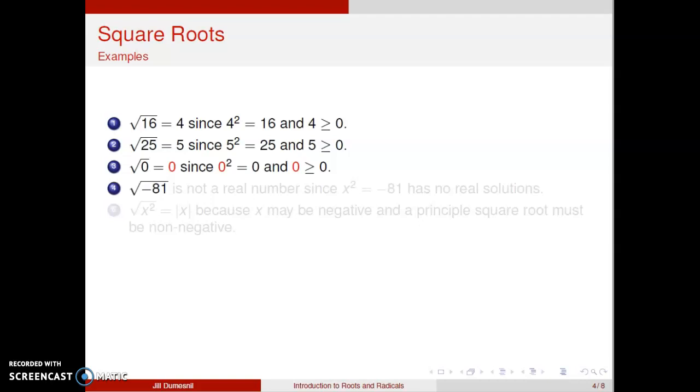The square root of negative 81 is not a real number, since x squared equals negative 81 has no real solutions. In general, negative quantities have no real square roots. The square root of x squared equals absolute value x, because x may be negative and the principal square root must be non-negative. This is an important fact that we will return to shortly.